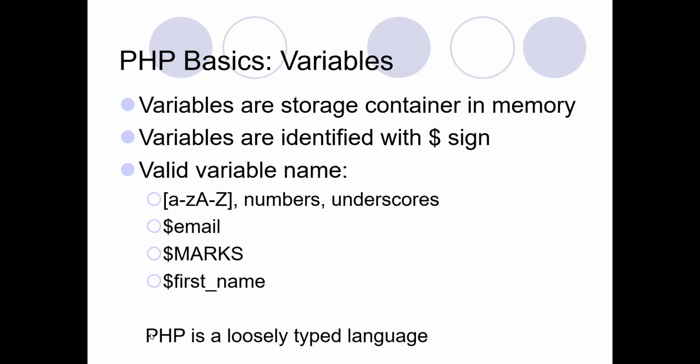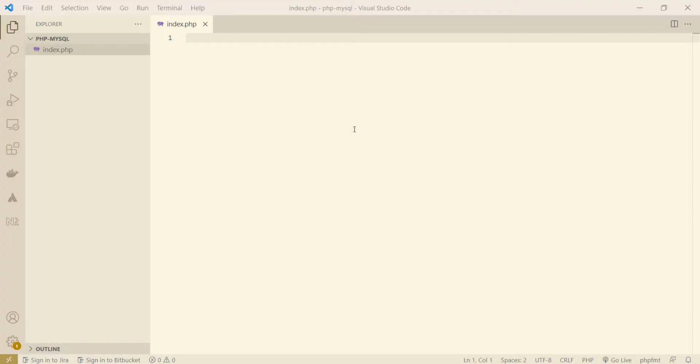PHP is a loosely typed language. This means that you can assign a variable any type of data. Create a folder PHP MySQL inside the www folder of WAMP. I have created a file index.php inside this folder.